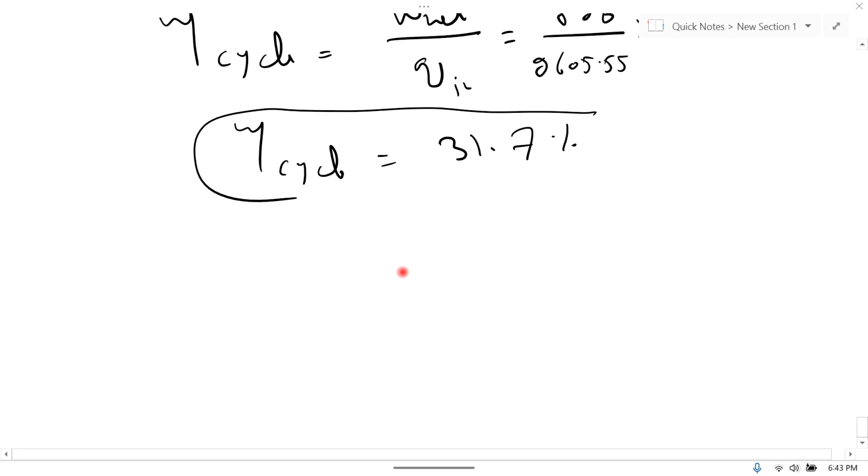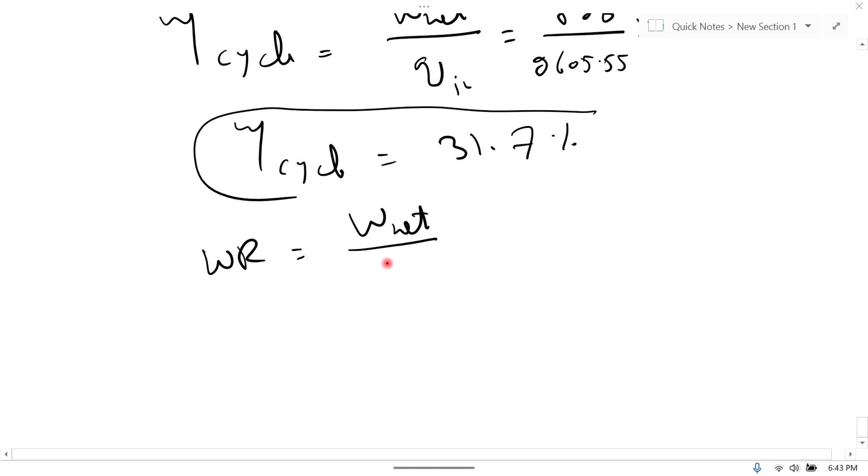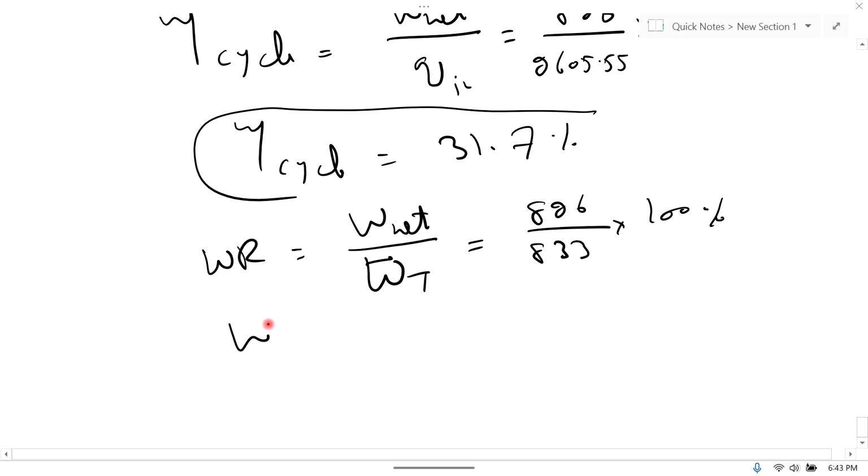Now we are finding the work ratio. So formula for work ratio is net work divided by work of turbine. So net work is 826, work of turbine is 833, multiplied by 100 to get percent. So work ratio is equal to 99%.